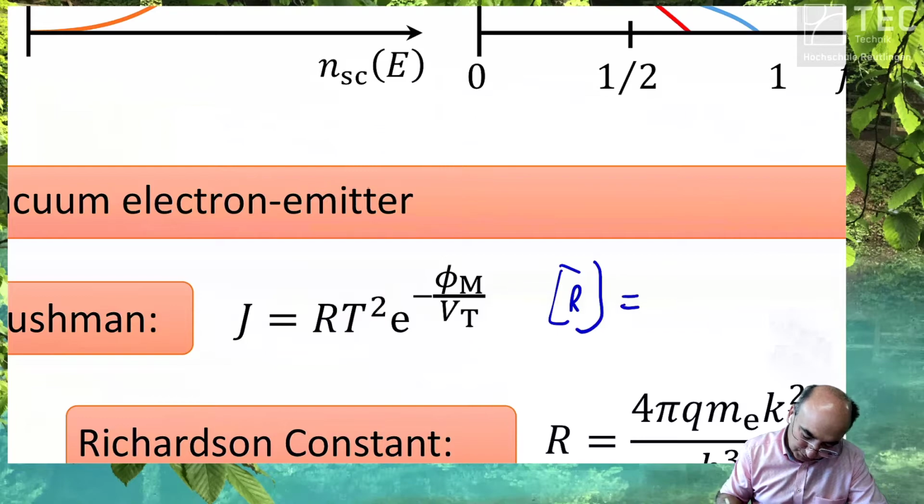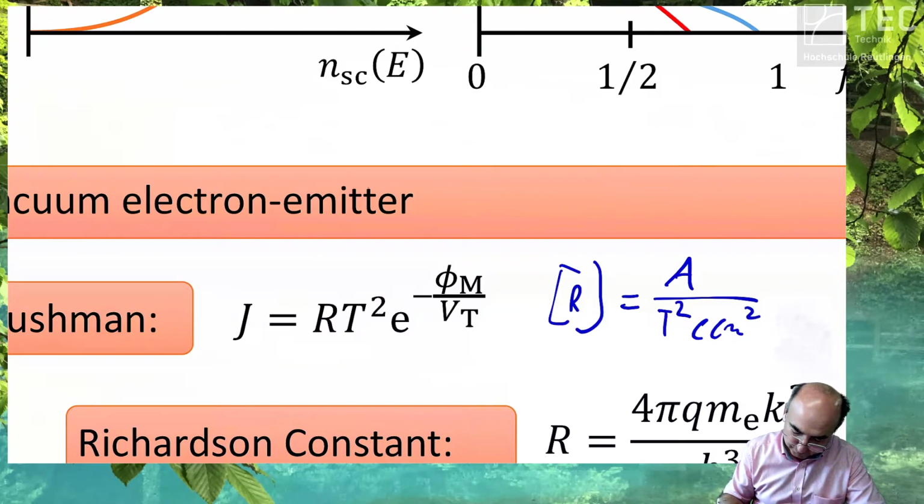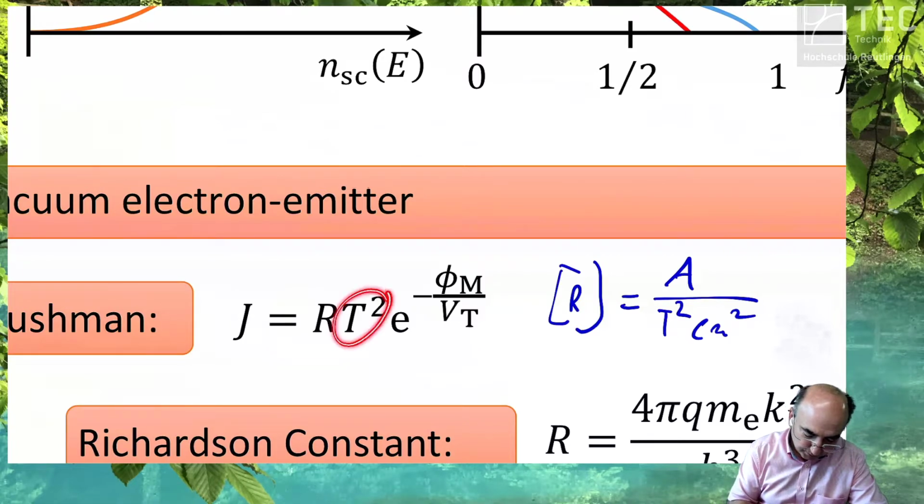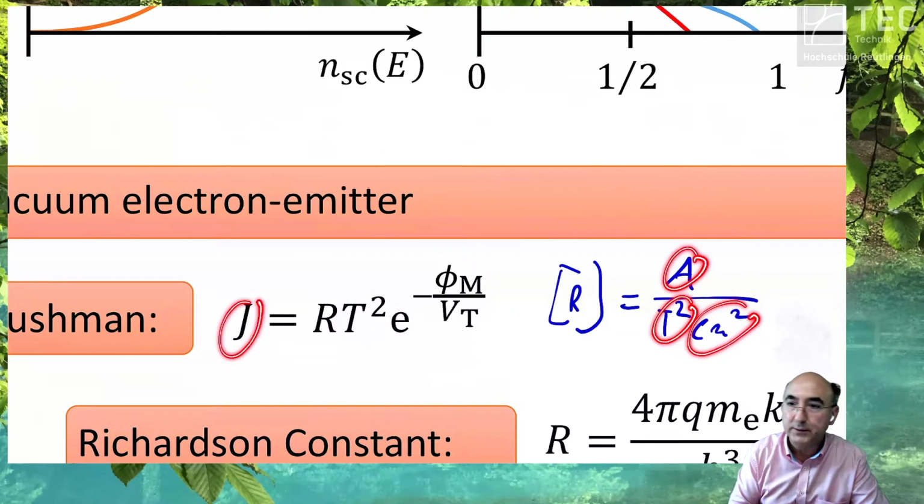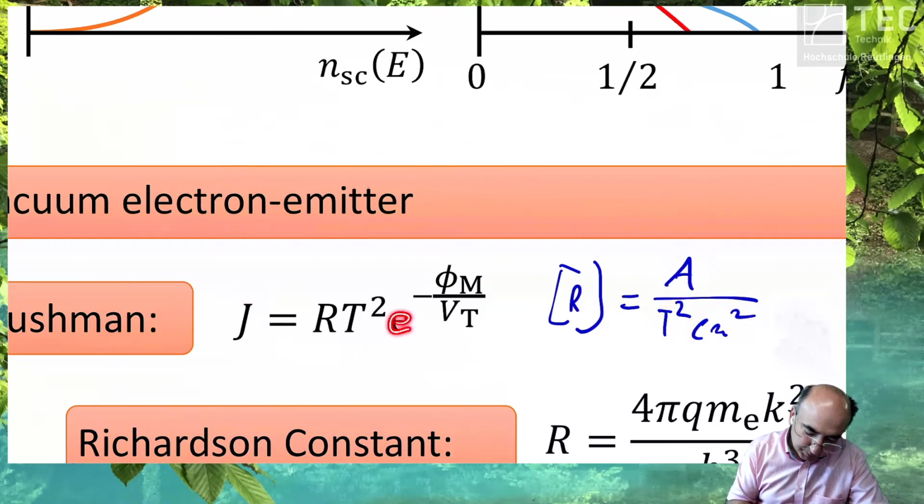The units of the Richardson constant are ampere per kelvin square centimeter square. And now if you calculate it with T square, then you have the ampere per area. That's the current density. Okay? And it is exponentially dependent to the work function.